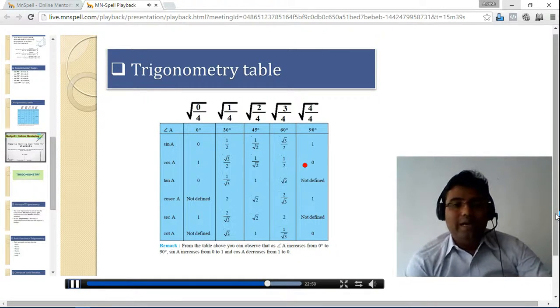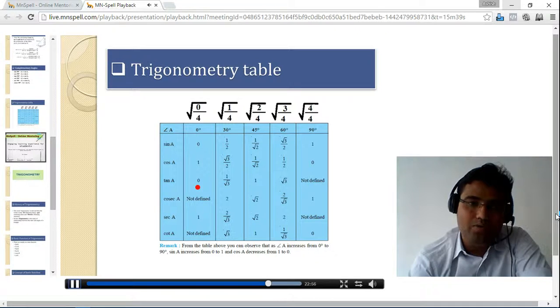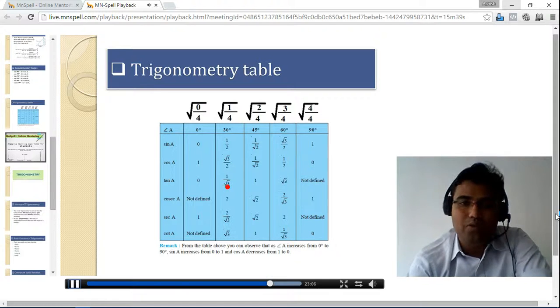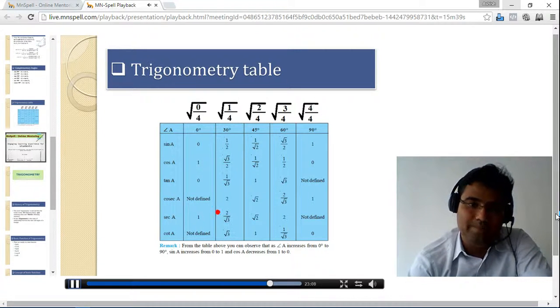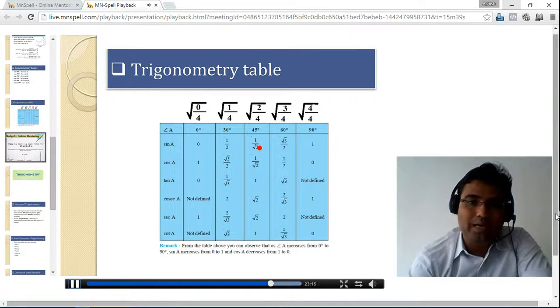Now sin A upon cos A will give us the value of tan A. So 0 upon 1 is 0, so tan 0 is equal to 0. Now tan 30: 1 upon 2 divided by root 3 upon 2. So the 2 will be cancelled, and we have 1 upon root 3 for tan 30. Now tan 45: 1 upon root 2 divided by 1 upon root 2. So both will be cancelled, and we have the value of tan 45 equal to 1.